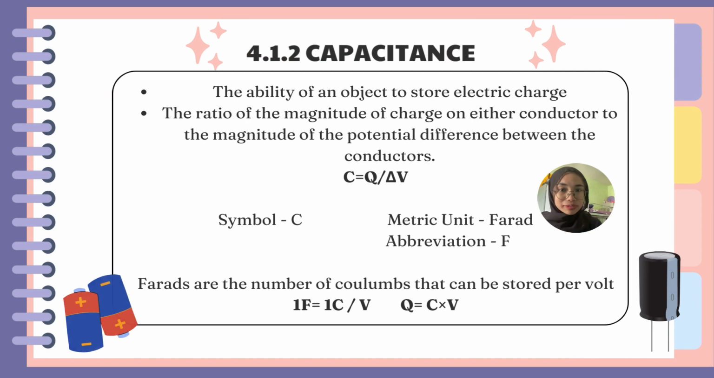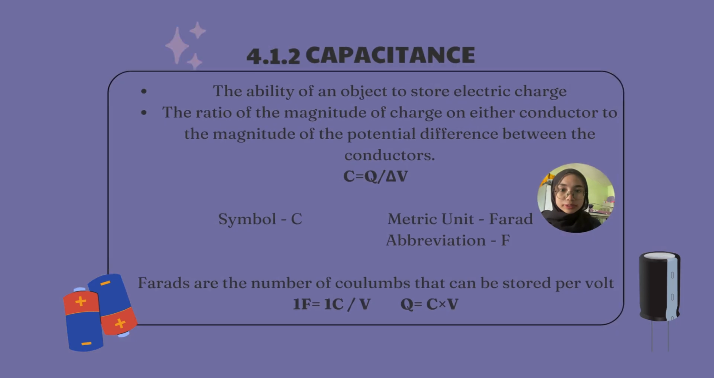Next, 4.1.2 Capacitance. Capacitance is the ability of an object to store electric charge, and is the ratio of the magnitude of charge on either conductor to the magnitude of the potential difference between the conductors. C equals Q over delta V. Symbol C, metric unit farad, abbreviation F. Farads are the number of coulombs that can be stored per volt.